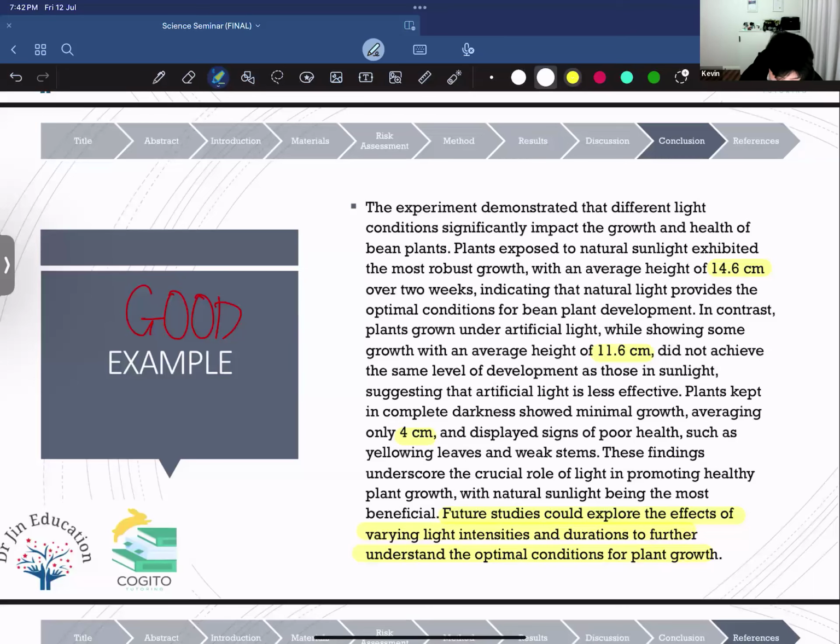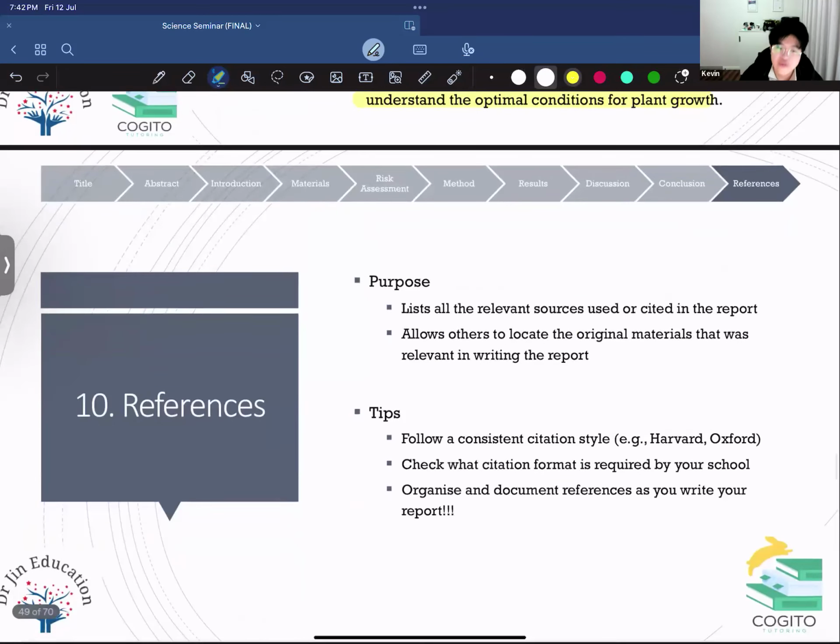All right. Now, last bit, references. With all research papers, you need references. Okay, so the purpose is to list all the relevant sources used or cited in the report. Right, so for your background research, obviously you did research, right? So you'll have to cite the websites that you used or articles or books, stuff like that, okay? It allows others to locate the original materials that were relevant in writing the report.